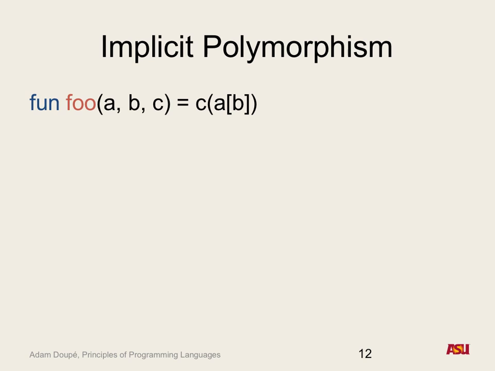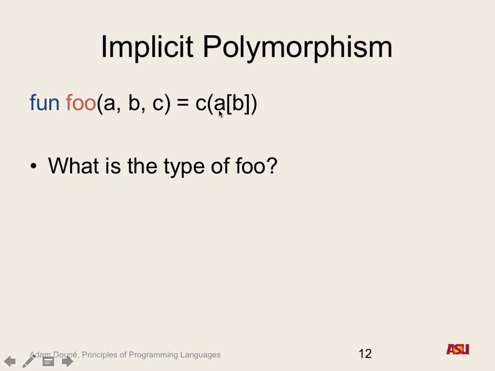C is a function. C has to be a function. How many parameters does it take in? One. And returns? One, right? I mean, we can just think about it number-wise. No, in this language, we don't have return statements. Everything is implicitly returned.